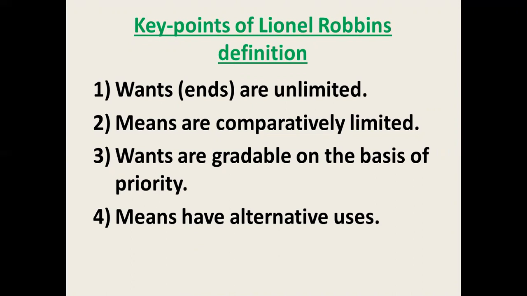Then wants are gradable on the basis of priority. See now, which want is important, which is not. We always do the bifurcation, which want is important. The human wants are unlimited, but we have control. Why? Because your income will support those goods, otherwise those wants, and you fulfill those wants which are affordable to your income. So all these things explain Lionel Robbins.